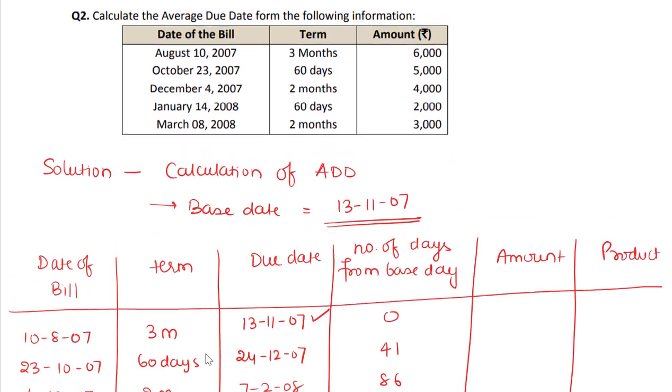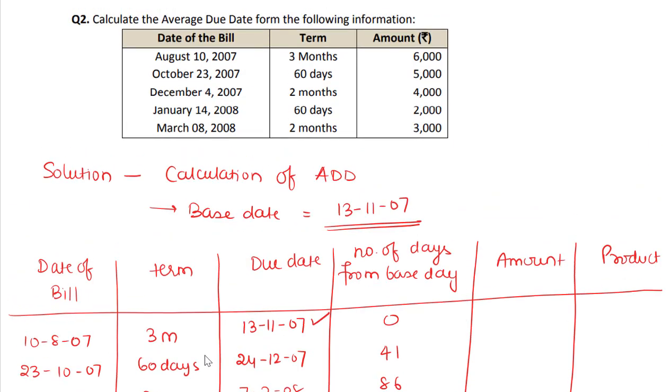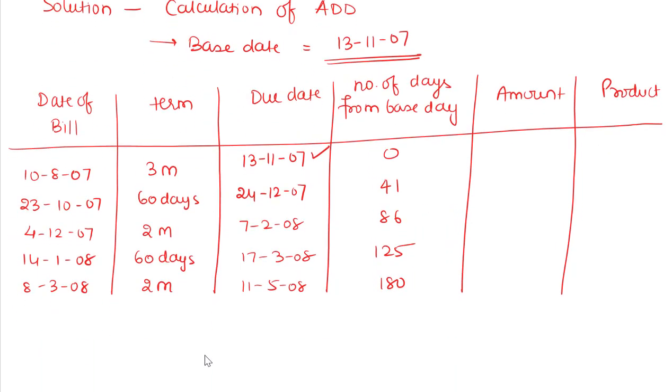Amount as given in the question: 6,000, 5,000, 4,000, 2,000, and 3,000. The total is 20,000.